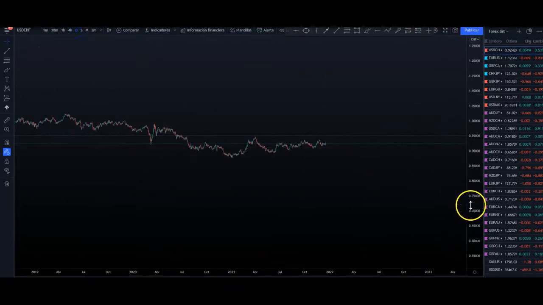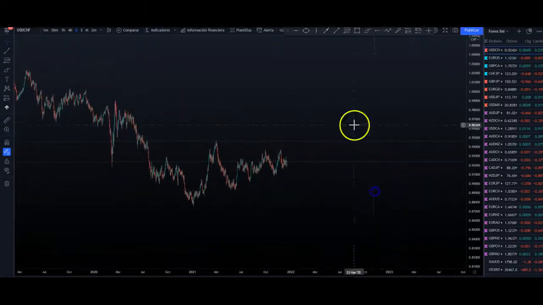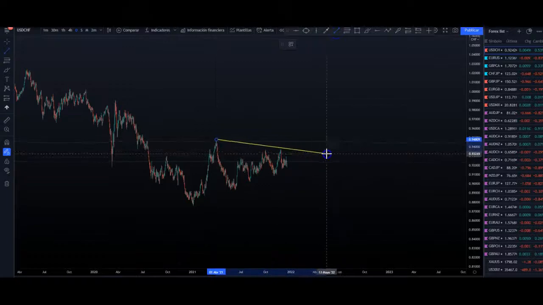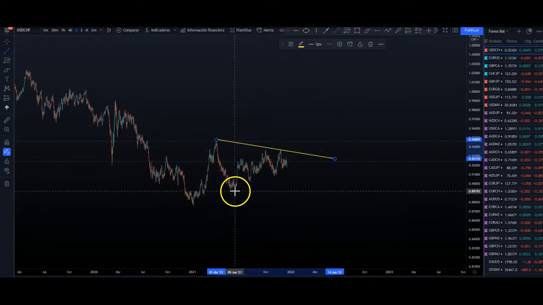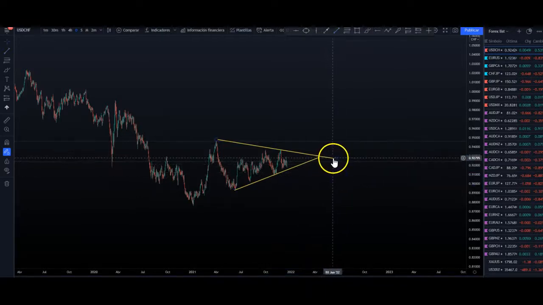So there's the daily, and we can mark up that pattern right there. It's kind of squeezing right there. We'll put another one right there. Okay, I'm doing a nice neat job. So boom. That's what we're looking at in the daily.